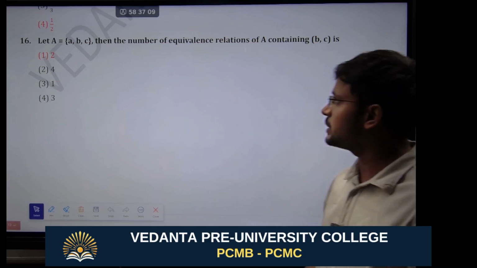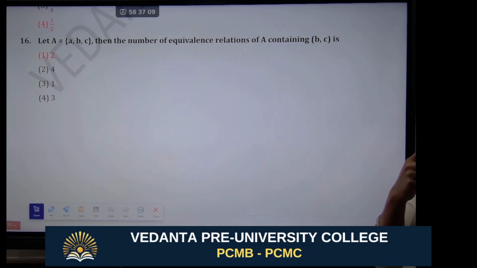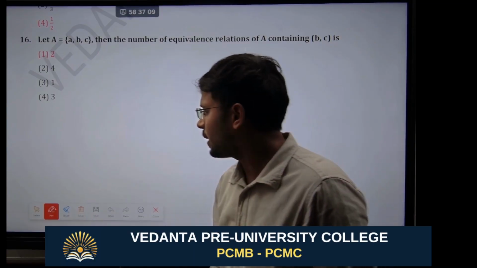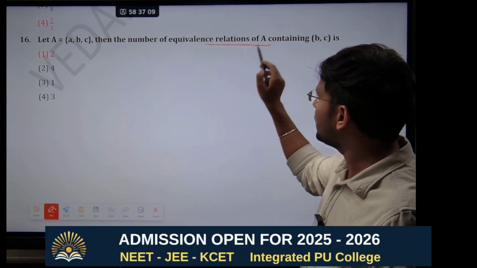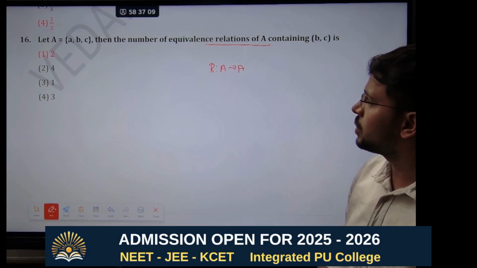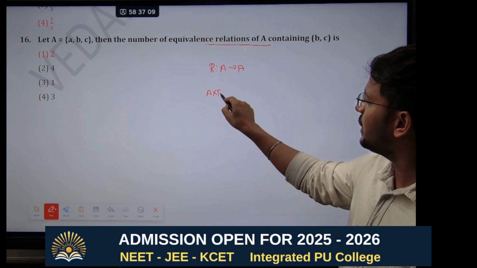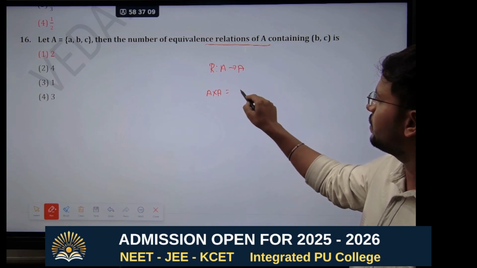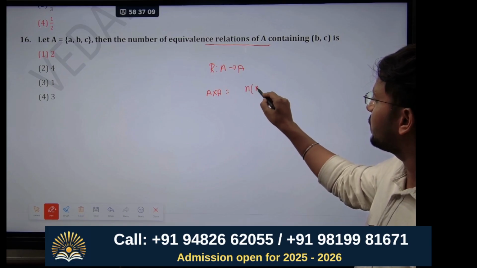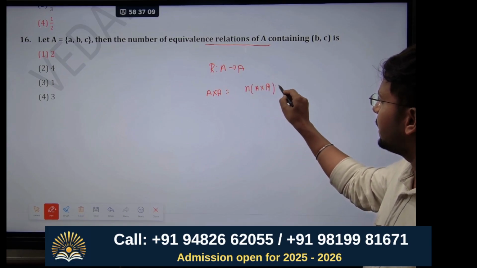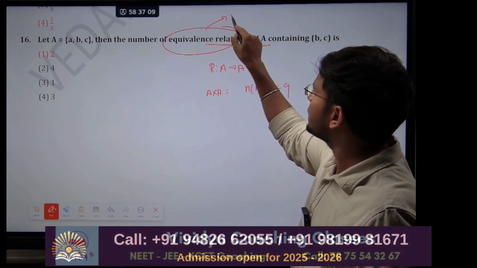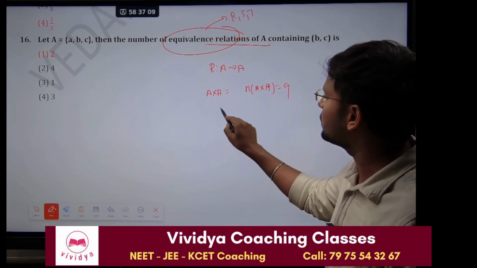Now see, for question number 16, I have to make an equivalence relation on A. It means there will be A to A. So how many elements will be there in A cross A? The total number of elements in the relation from A to A will be nothing but 9. And I have to make an equivalence relation, meaning reflexive, symmetric and transitive.